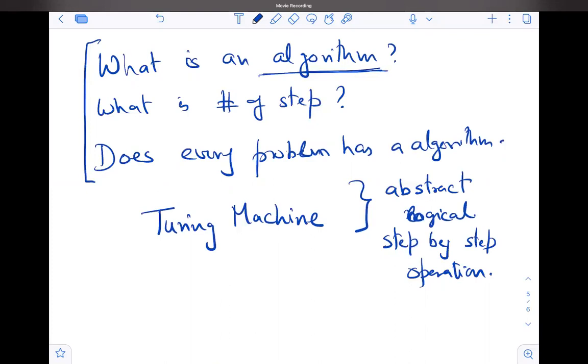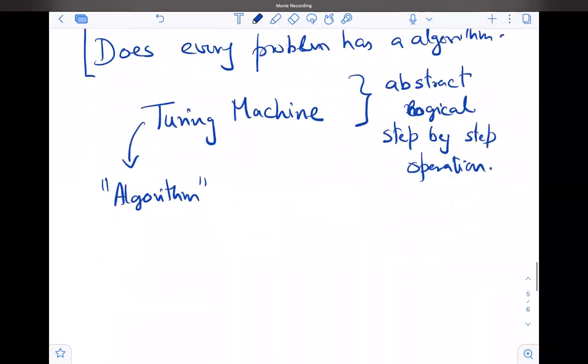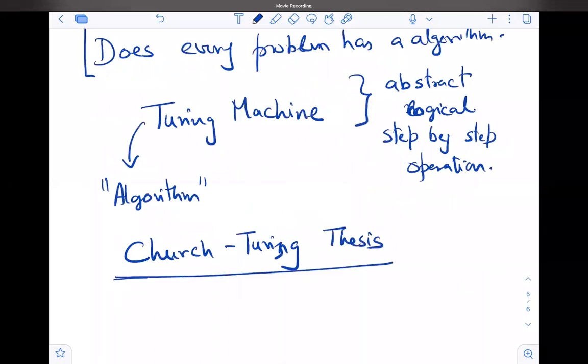Turing machines are what we can call our algorithms. And there is something called the Church-Turing thesis. Now, I should say this is not a theorem. The Church-Turing thesis basically says that any problem that has a solution can be solved by a Turing machine.